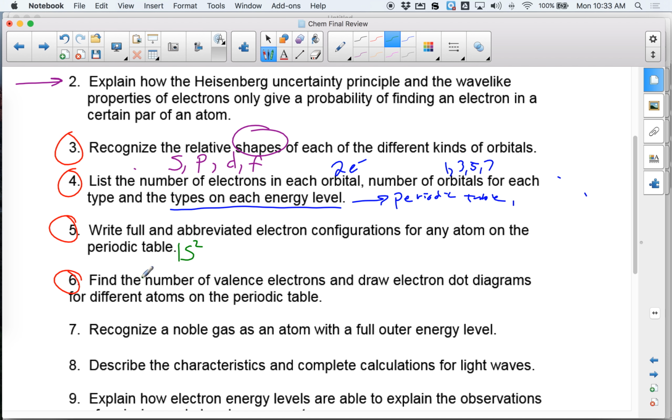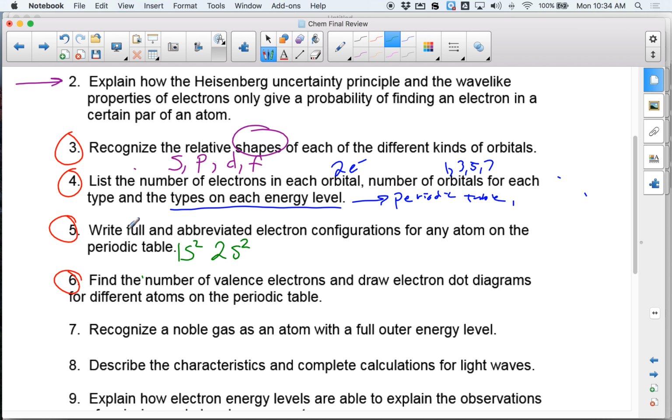The whole notation here is first energy level, in the S-shaped orbital, there are 2 electrons. Okay, that's the first row on the periodic table. Then we go down, and lithium and beryllium there tell us that we go to 2s2. On the second energy level, in the S-shaped orbital, there are 2 electrons.